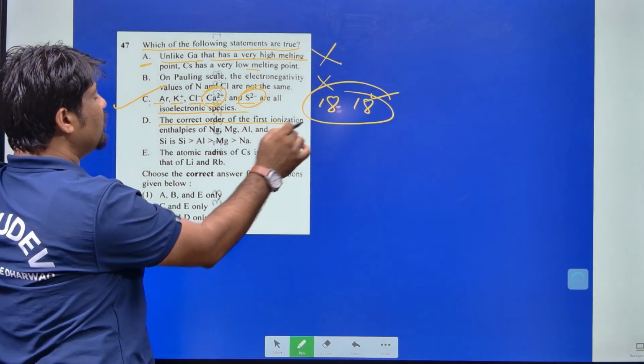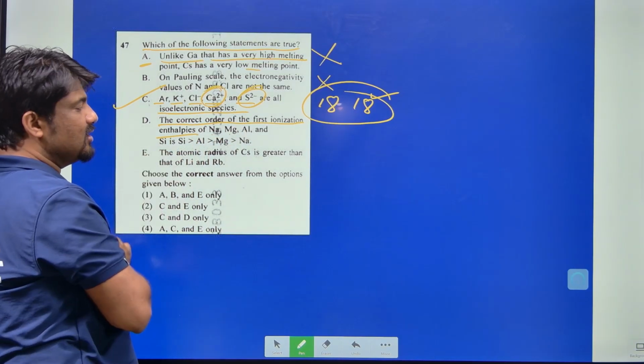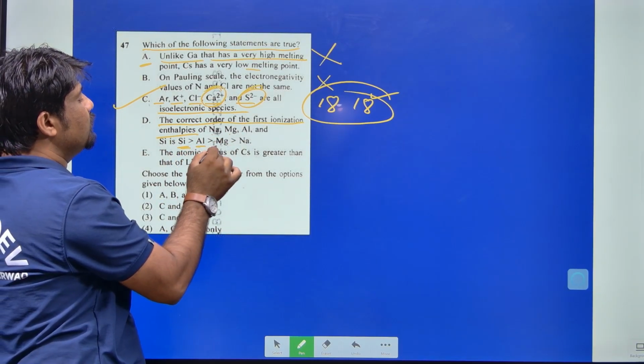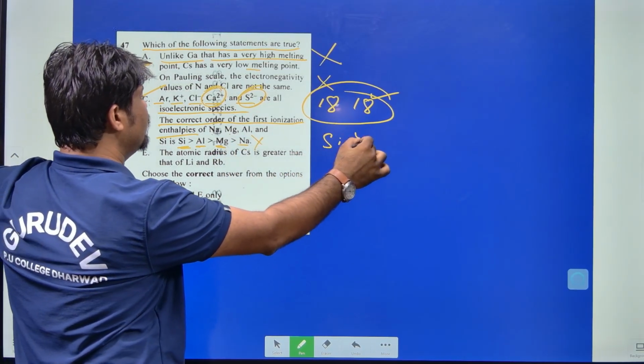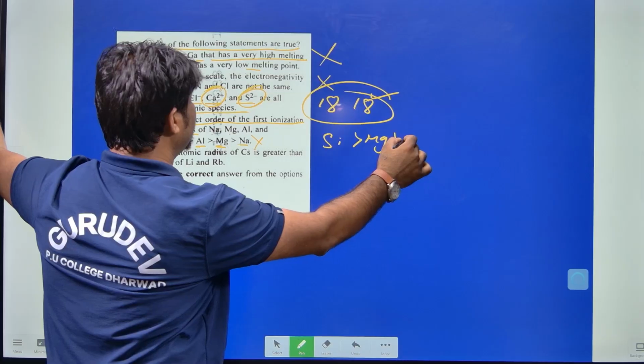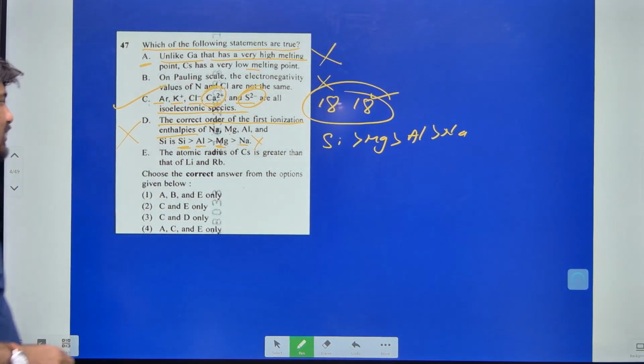The correct order of the first ionization enthalpy of sodium, magnesium, aluminum and silicon is in this order. Silicon is greater than aluminum, then magnesium, then sodium. Actually it is wrong. First one is silicon, then it belongs to magnesium, then less than what? Aluminum, then sodium. This is the sequence. D is the wrong statement.